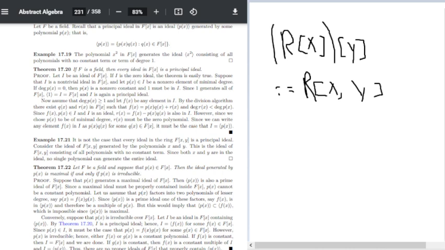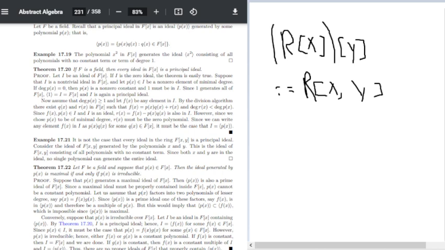Example 17.21. It is not the case that every ideal in the ring F of x, y is a principal ideal. Consider the ideal in F of x, y generated by the polynomials x and y. This is the ideal of F of x, y consisting of all polynomials with no constant terms. Since both x and y are in the ideal, no single polynomial can generate the entire ideal. Theorem 17.22. Let F be a field and suppose that p of x is in F of x.